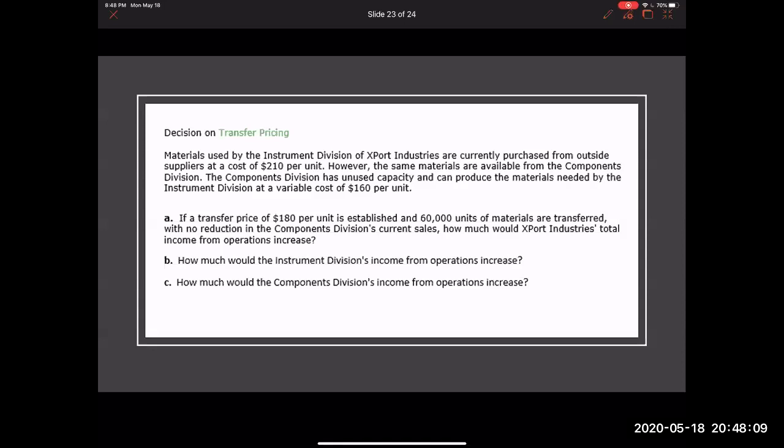So it says if a transfer price of $180 per unit is established, AKA negotiated, and 60,000 units of materials are transferred with no reduction in components division current sales, how much would Export Industries' total income from operation increase? How much would the instrument division income increase? And then the same thing for the components division. So as I mentioned in the last video, maybe take a snap picture of this. I'm going to flip to a blank screen so we can work this problem together.